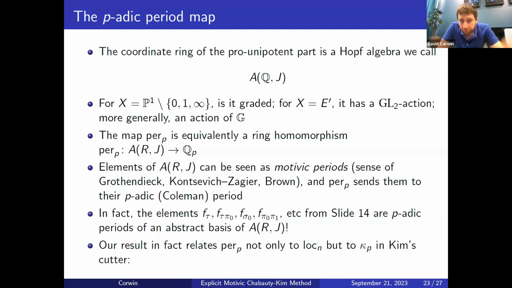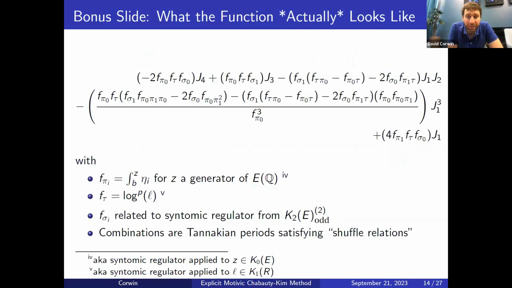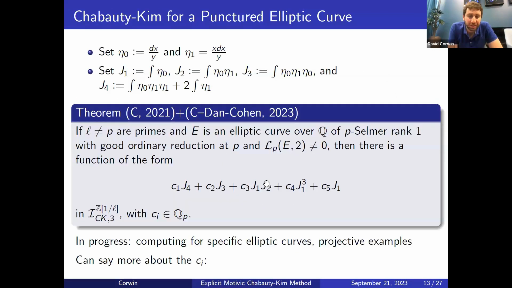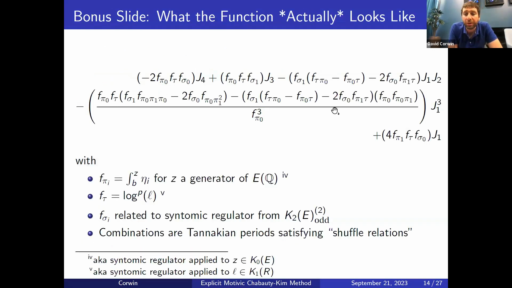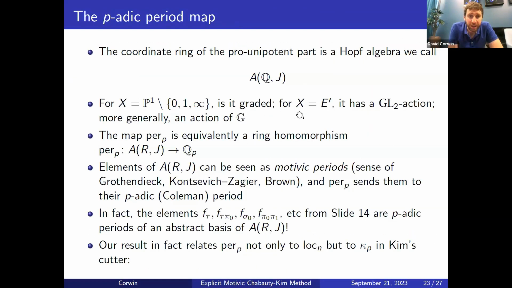And to relate back to the slide from way back when, remember I had this abstract form of the function with these c_i's, but then I could say a little bit more about the c_i's than just being p-adic numbers. Well, it turns out that these F_{π0}, F_{τπ0}, all these weird F sub Greek letters with subscripts are specifically elements of ARJ, or p-adic periods of elements of ARJ. So that's where all that comes from.